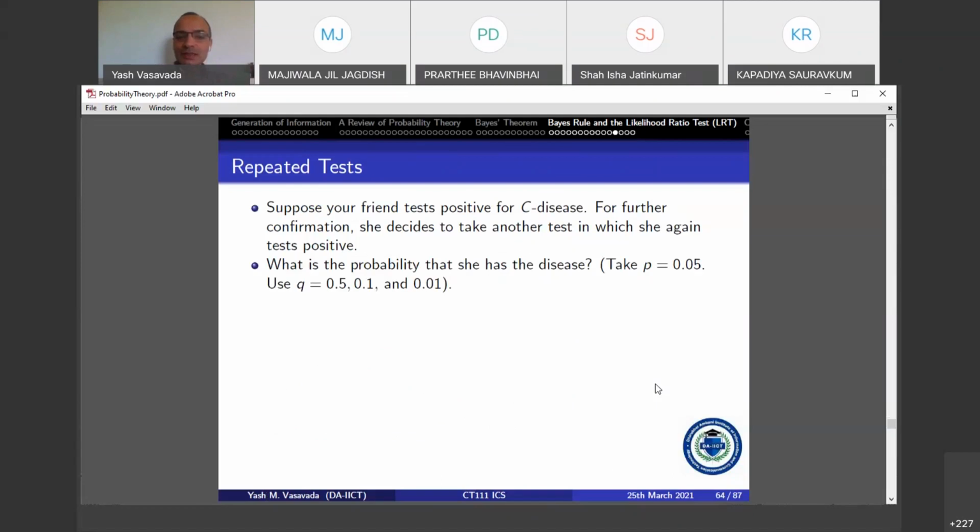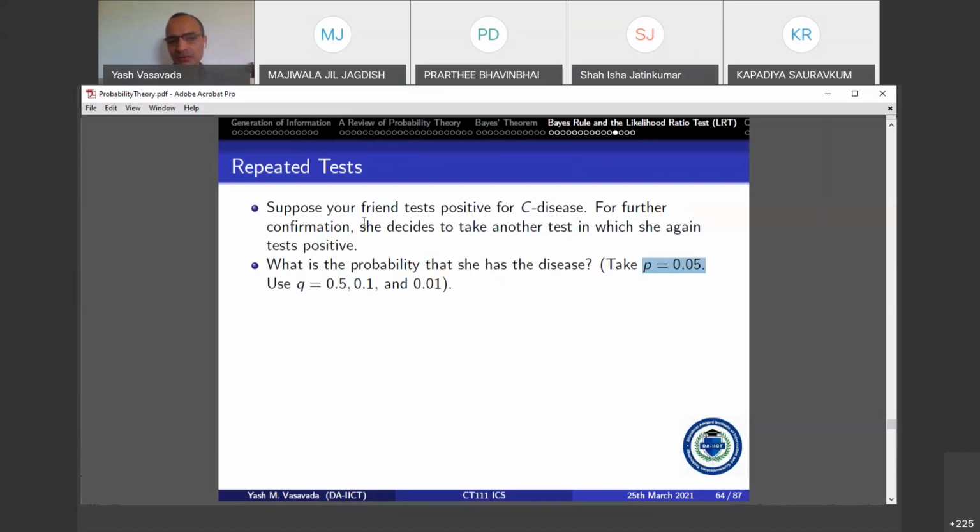So my question to you is that somebody does two tests, and let us say that the test result comes out positive in both of them. Then what is the probability that she has the disease? And this I would like you to solve for two cases. One is same as before.